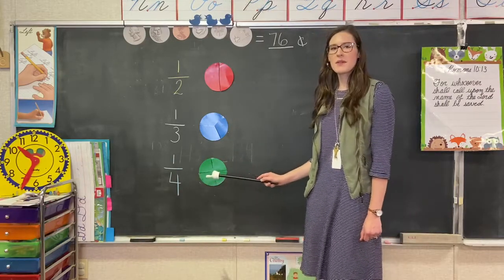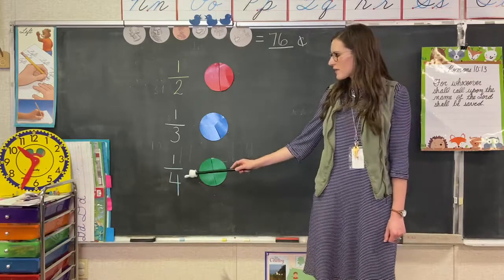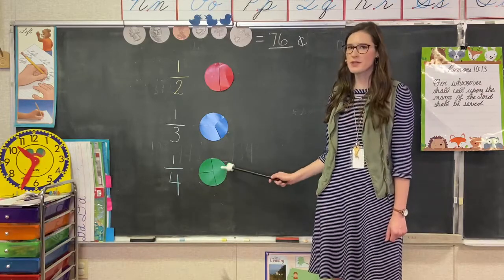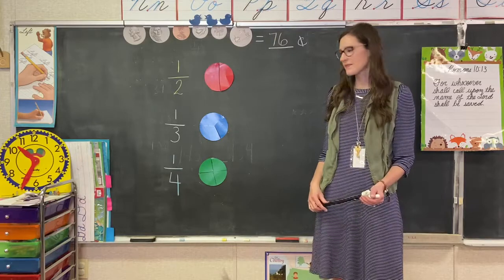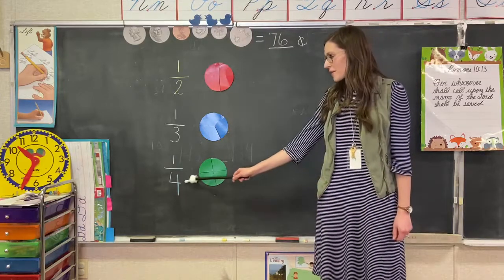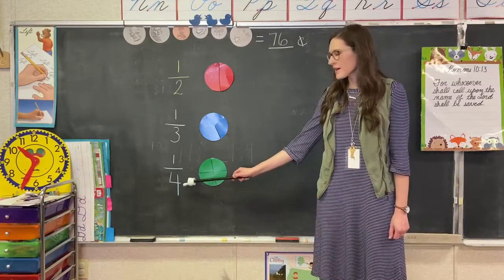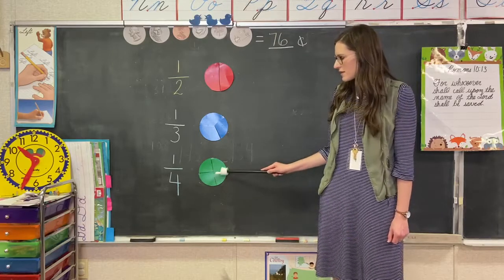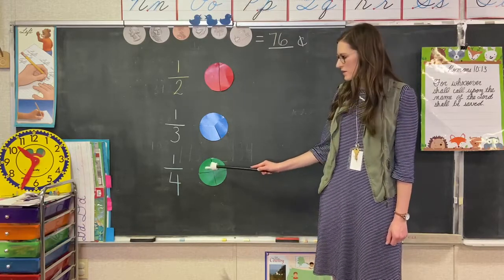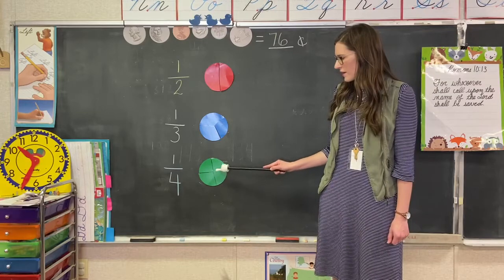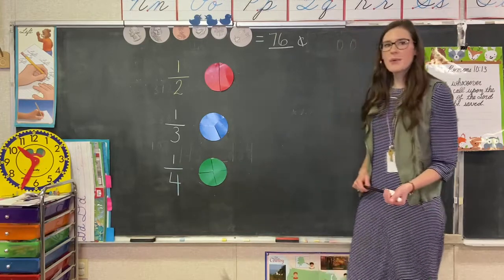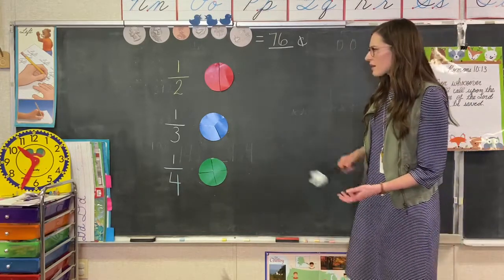Let's look at this one. Take a minute at home and see if you can figure this out by yourself. Which one of these numbers tells us how many parts the circle is divided into? I hope you said 4. 4 is the denominator. It tells us that this circle is divided into 4 parts. 1, 2, 3, 4.